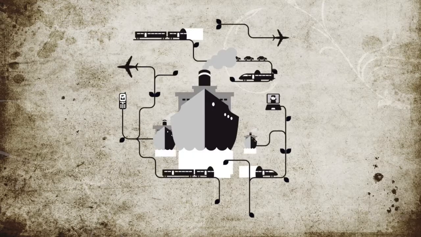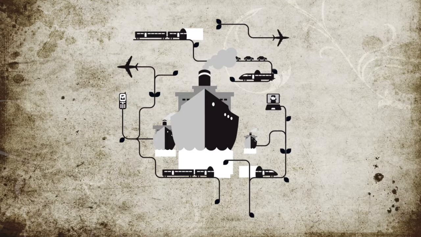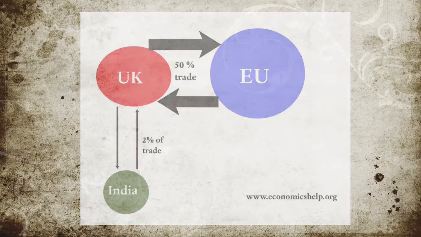The further away the country is from the UK, the less likely that trade would happen between the two. As the model suggests, the UK will gravitate towards a closer neighbour and do trade with them. As can be seen from the diagram, only 2% of UK trade goes to India and 50% of UK trade is between the UK and the EU, as they are closer.